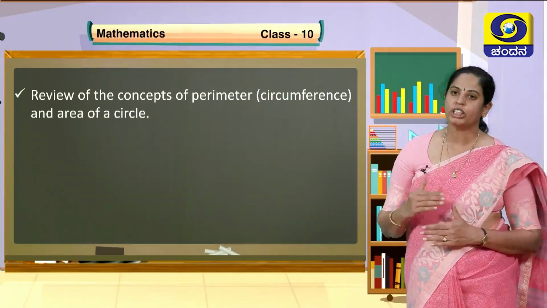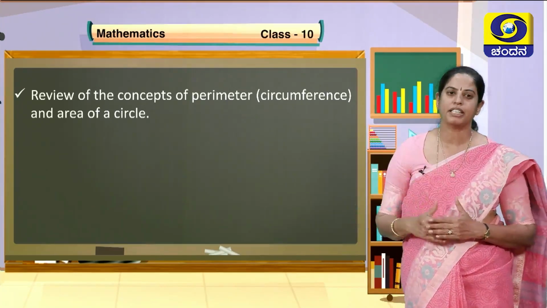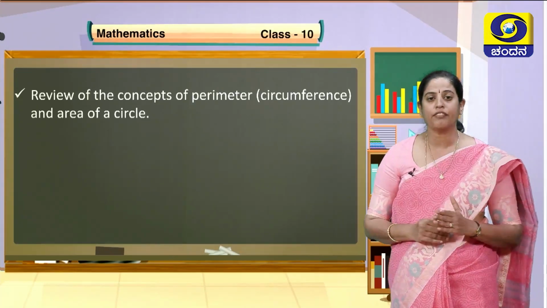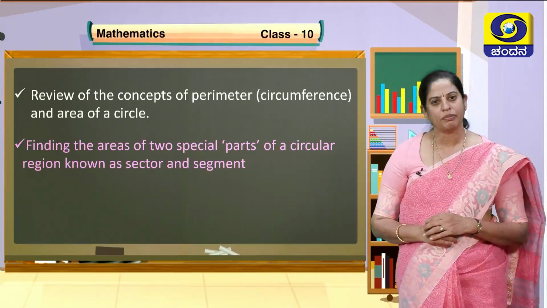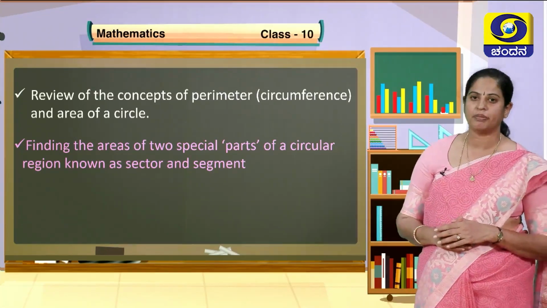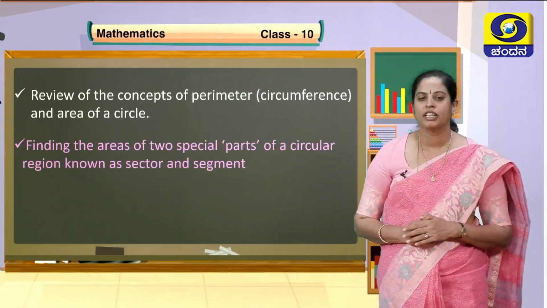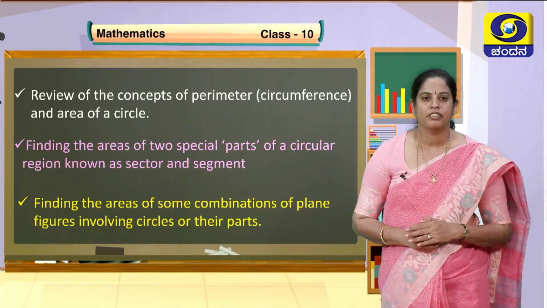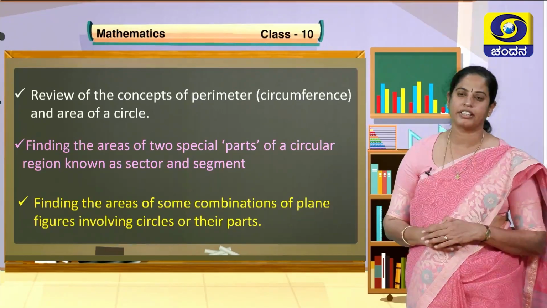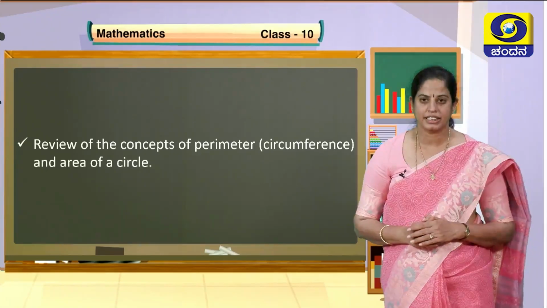Now, I am going to discuss this chapter in 3 main parts. In the first part, we are going to review the concepts related to perimeter and area of a circle. Finding the areas of 2 special parts of a circular region known as sector and segment is taken as the second part, and third part, finding the areas of some combinations of plane figures involving circles or their parts. These are the 3 major parts we are discussing.